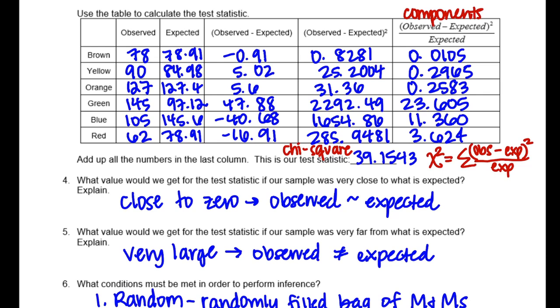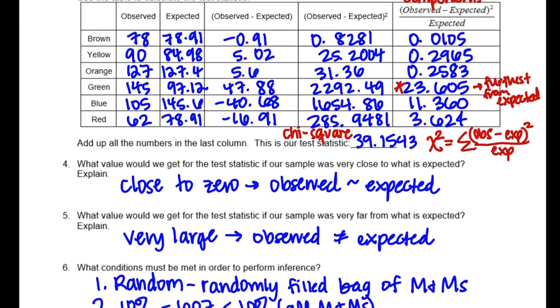And so we can see that this one is the furthest from the expected because it's got the largest component relative to what we expected it to be. Now, blue was pretty far away as well. Both were far, one was 47.88, one was 40.68 away, but the green had a larger impact because we expected fewer of them.